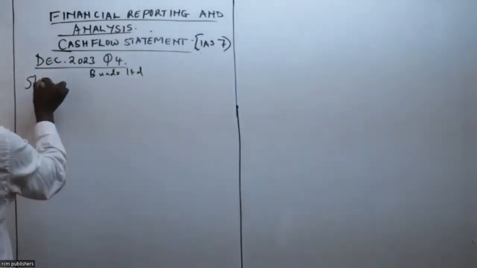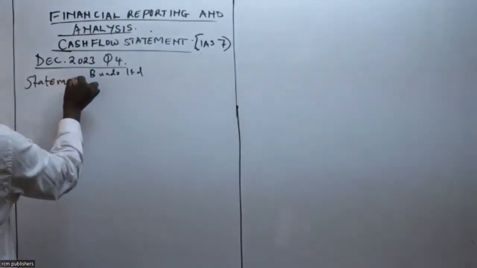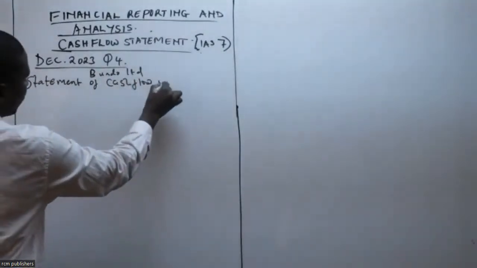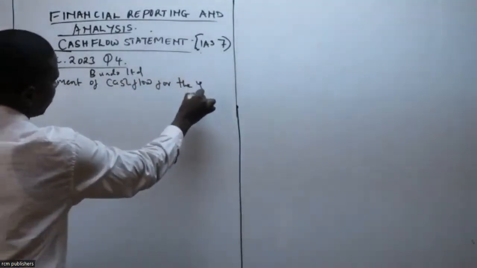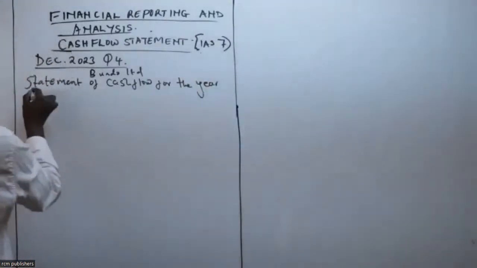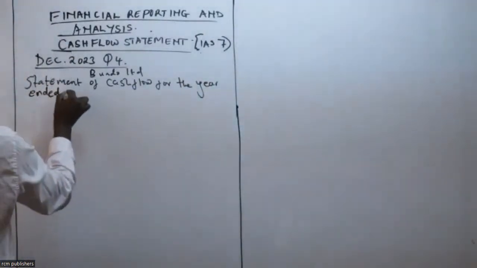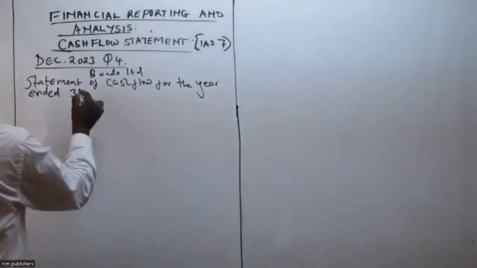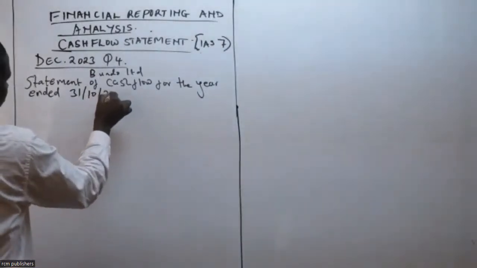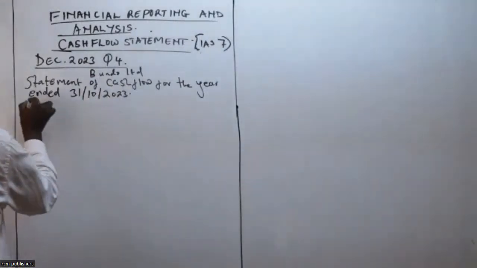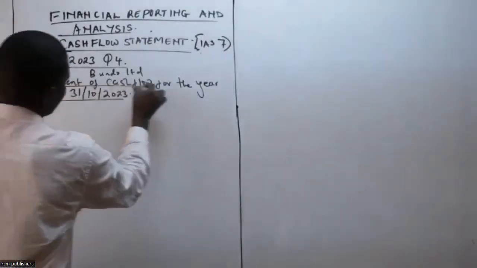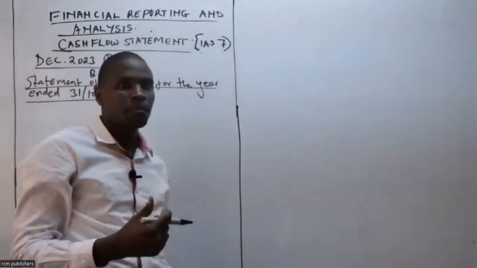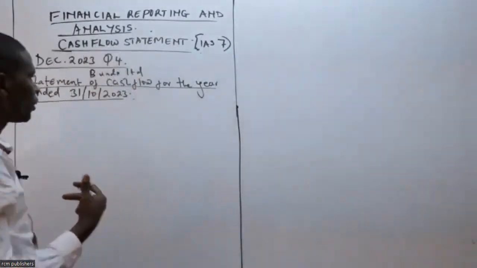Statement of cash flow for the year ended 31st of October 2023. So that is it. That is the heading. When you're tackling any question under reporting, you need to include the heading.